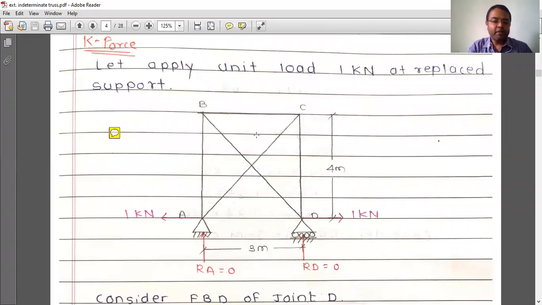Now, again, in this problem there is no application of forces. Of course, we are in the K forces. We are going to remove the external applied force. That's why RAY and RDY come out to be 0. Now the next task is to get the forces in the members of the truss.